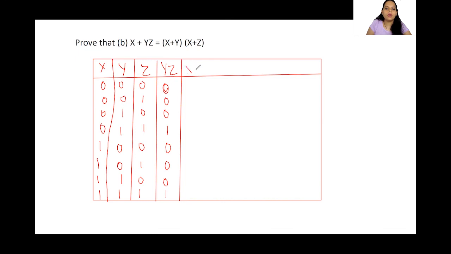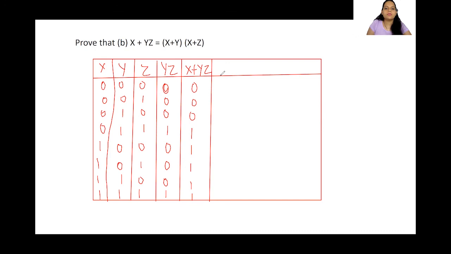So next we got this and we got this. Let's do the OR operation between them. So x plus yz, which is nothing but this and this. I'm doing the OR operation. So what do we get? 0, 0, 0, 1, 1, 1, 1, 1. Okay. So this is nothing but my left hand side. Let's go ahead and see the right hand side.